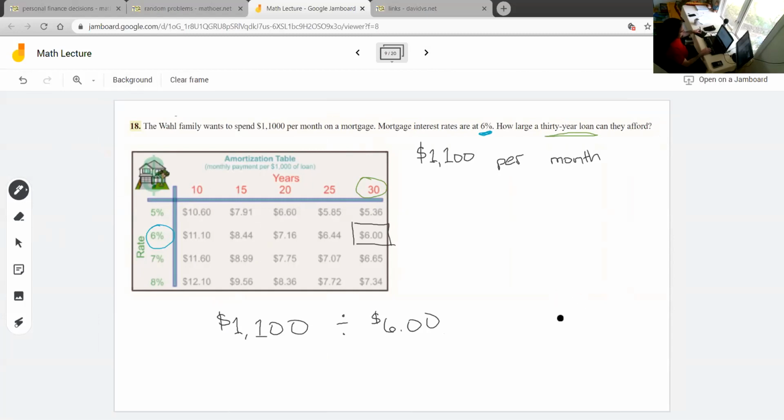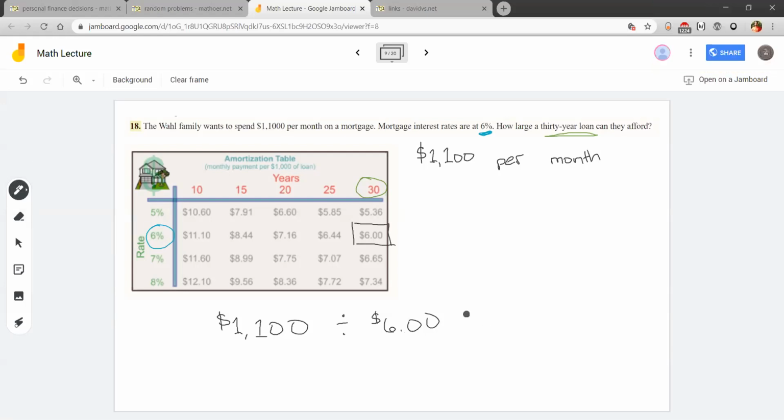The family walked up to the bank teller and said, I have $1,100 in my suitcase. How big a loan can I have? And the bank teller said, well, give me $6. So they do, and that's $1,000 of loan. Give me $6 again. Now you're up to $2,000 of loan. Give me $6 again. Now you're up to $3,000 of loan, and so on. How many times can they do that before they finally run out? It's 183.